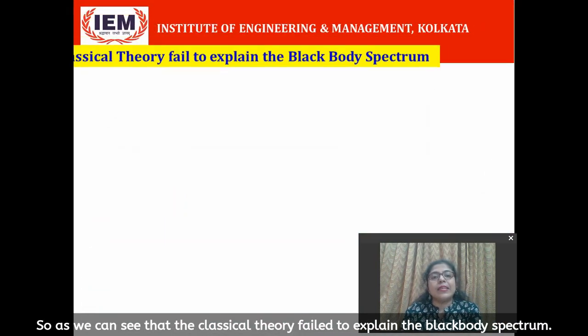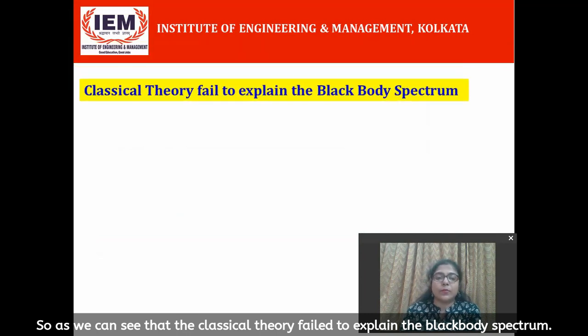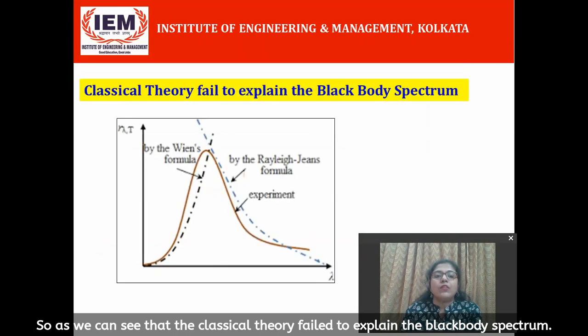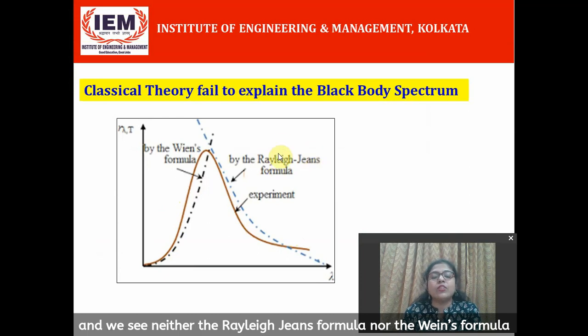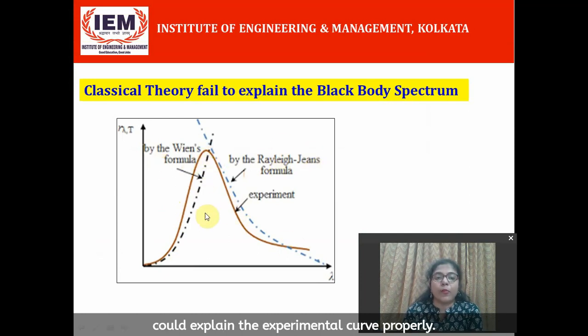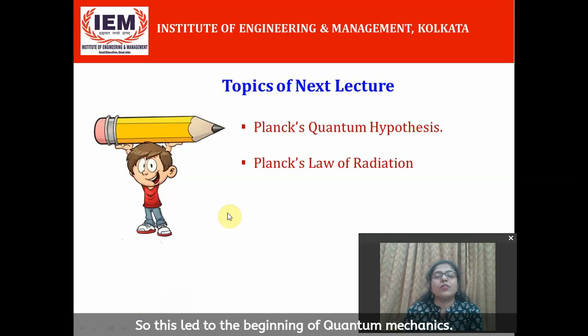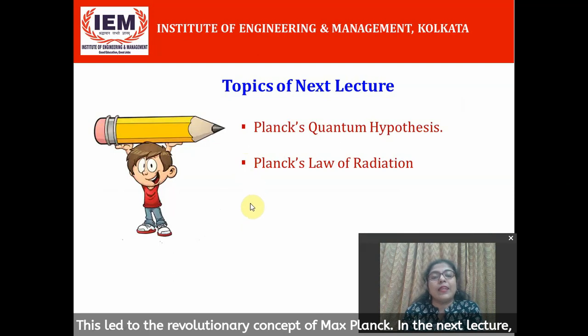So as we can see, the classical theory failed to explain the blackbody spectrum. Here is a comparison of Rayleigh's formula and Wien's formula with the experimental curve, and we see neither Rayleigh's formula nor Wien's formula could explain the experimental curve properly. So this led to the beginning of quantum mechanics. So this led to the revolutionary concept of Max Planck.